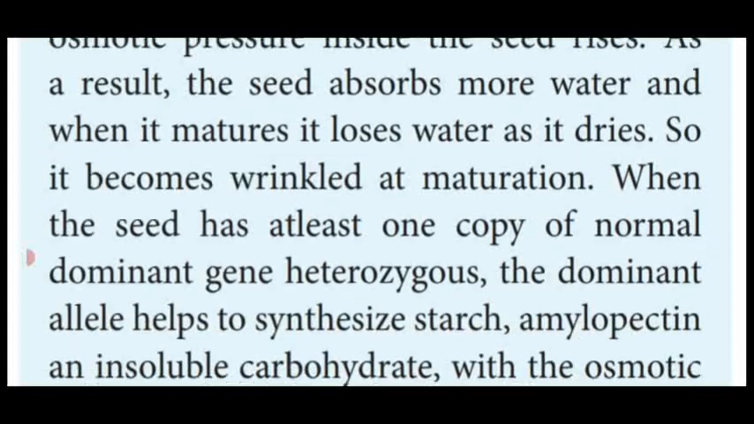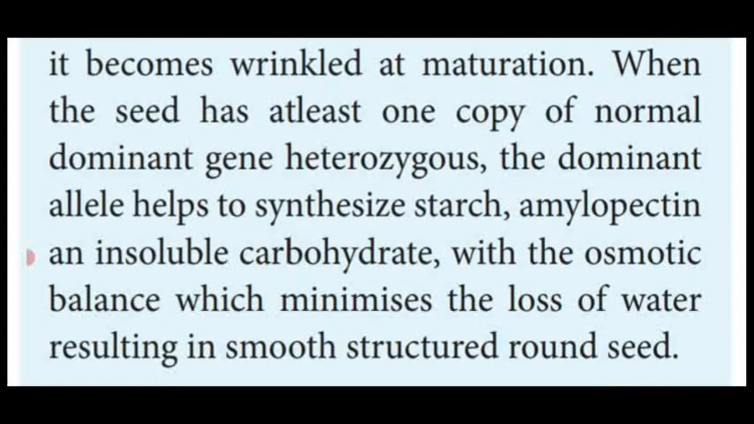So when the seed has at least one copy of the normal dominant gene, heterozygous, the dominant alleles help to synthesize the starch, amylopectin, an insoluble carbohydrate, with osmotic balance, which minimizes the loss of water, resulting in a smooth structured round seed.